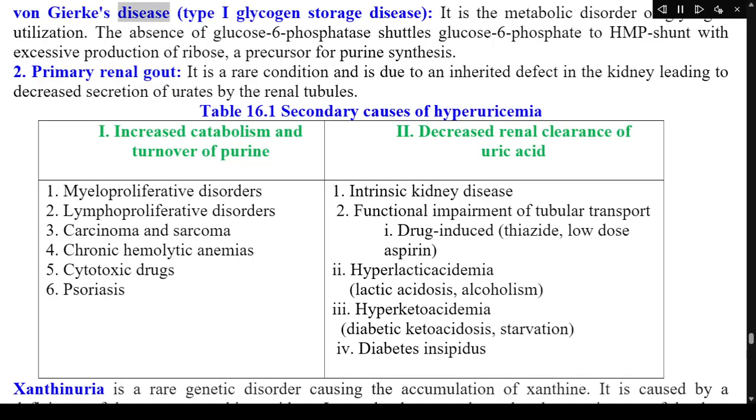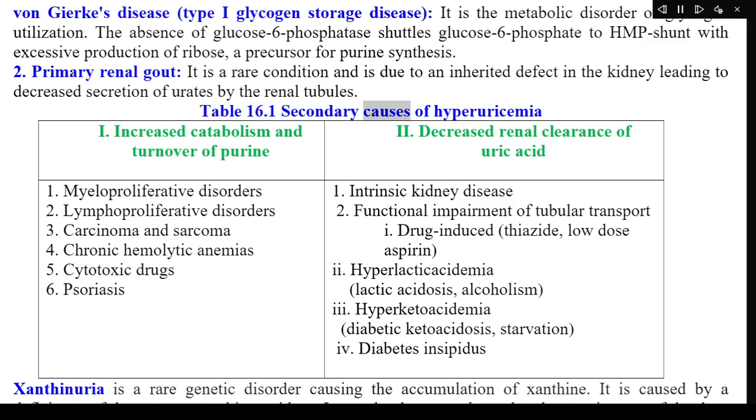Von Gierke's disease, type I glycogen storage disease. It is the metabolic disorder of glycogen utilization. The absence of glucose 6-phosphatase shuttles glucose 6-phosphate to the HMP shunt with excessive production of ribose, a precursor for purine synthesis. 2. Primary renal gout. It is a rare condition and is due to an inherited defect in the kidney leading to decreased secretion of urates by the renal tubules.